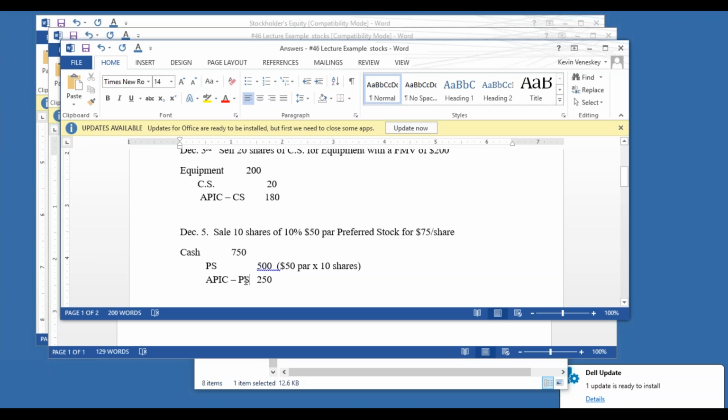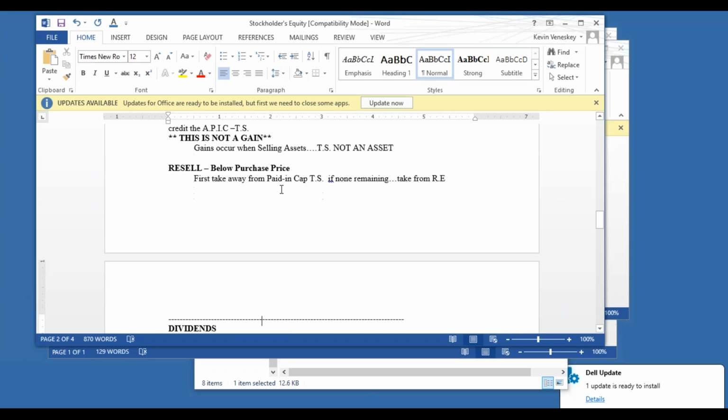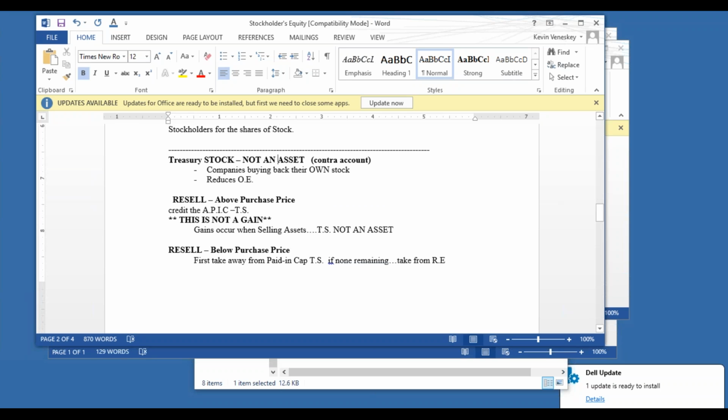All right, so that's what it looks like when we initially issue stock as a corporation. Now we're going to move on to the next piece, and this was one of those options that I said in the stages of stock. What happens if the company buys back their own stock? That's called treasury stock. When a company repurchases the stock that they originally sold to someone, but then they want to buy it back, that's called treasury stock.